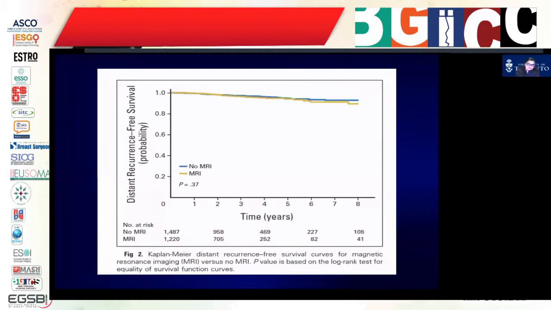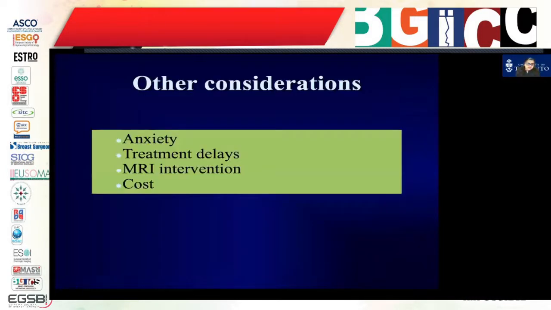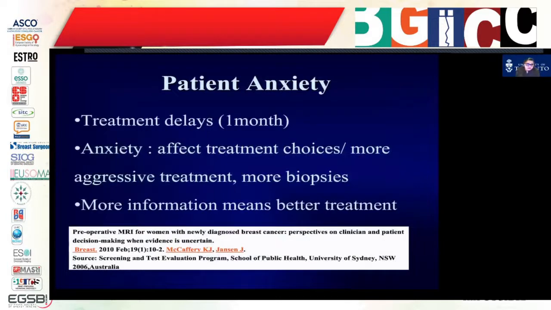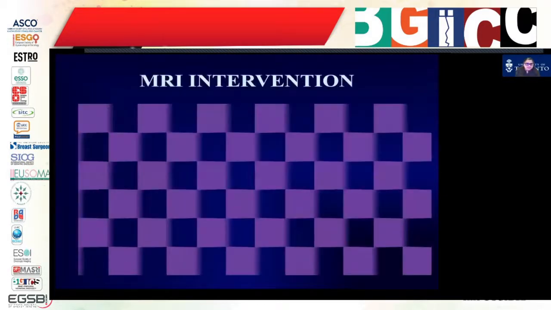This is the same. They're showing that with or without MR, there's really no difference at all in the distant recurrence. Other considerations we already talked about: anxiety, treatment delays, MRI intervention, cost, and we know that it leads to delays. Scheduling is a nightmare, especially in young women. Patients are very anxious, especially when we find additional findings. We have to reschedule them for MR biopsies, second-look ultrasounds. More workup is necessary, and it often leads to a lot of patient anxiety. MRI intervention is very important.